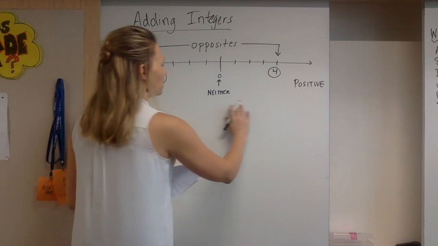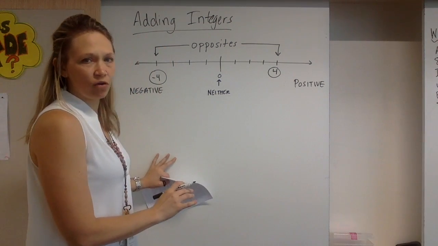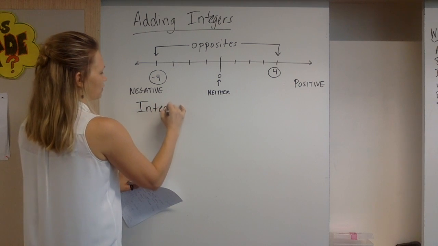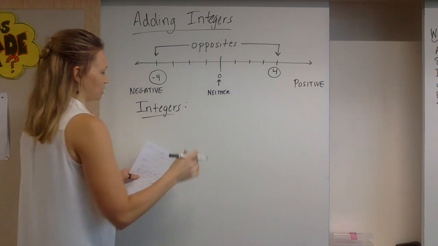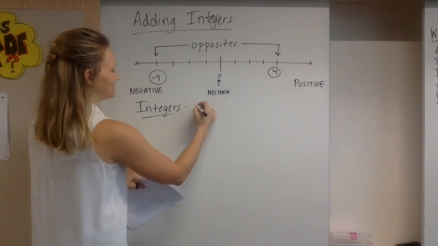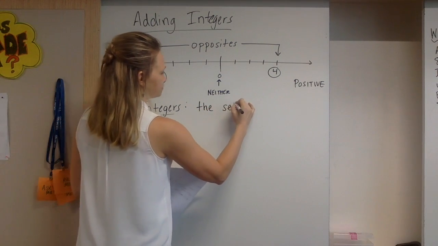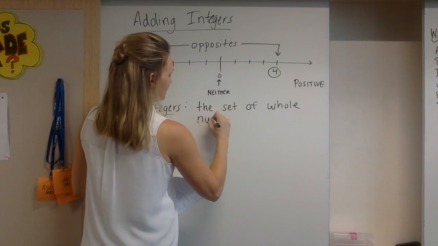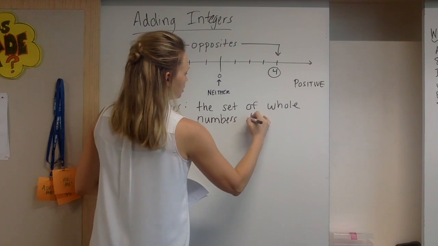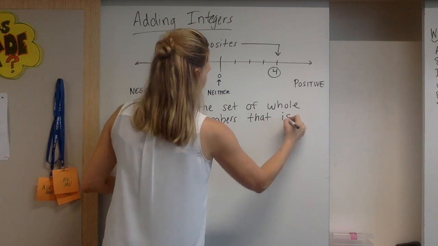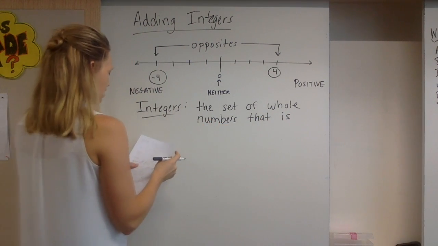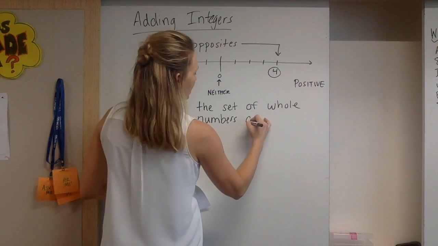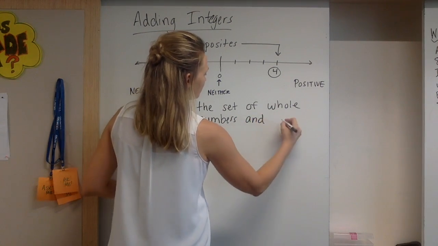All right, so now that we're looking at both the positive and negative whole numbers, we can use the word integers. So write down integers, and we're going to define it together. We briefly talked about this a couple classes ago, but it's a set of whole numbers. Actually, we'll say the set of whole numbers and their opposites, because that implies the negative numbers then.